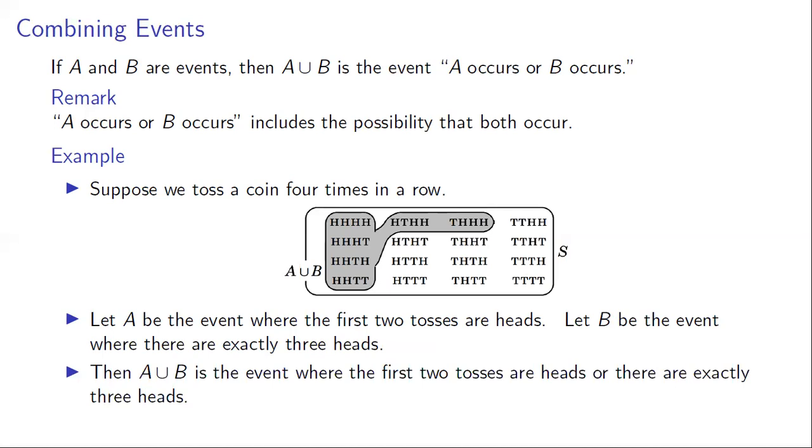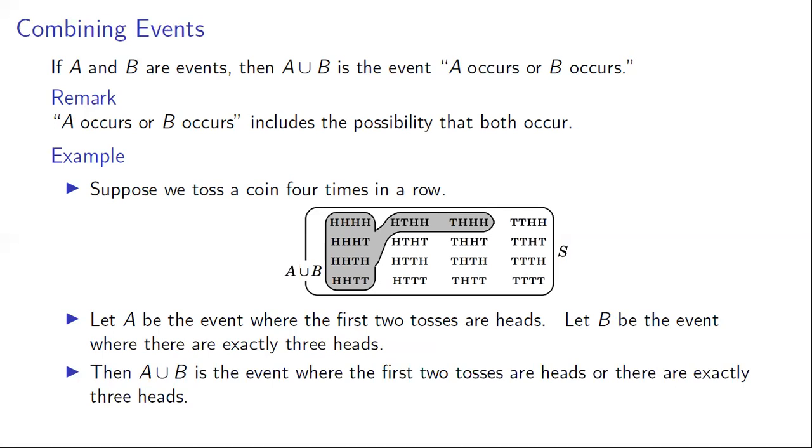This may be obvious to folks, but I just need to make sure this is clear. This is a really important point. So that's the event A union B. It's a new event. It's not the same thing as A. It's not the same thing as B. It's something new. It's a new subset of the sample space.